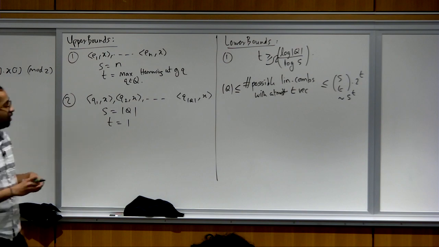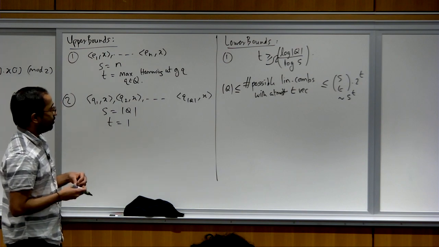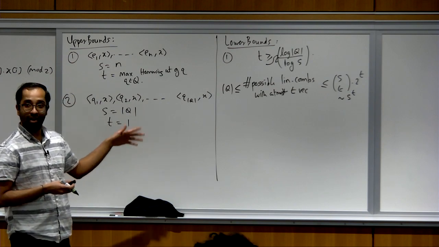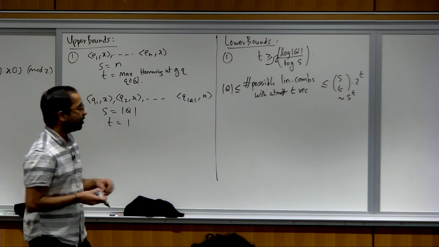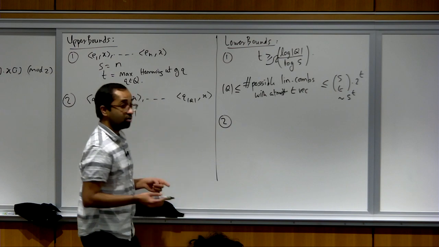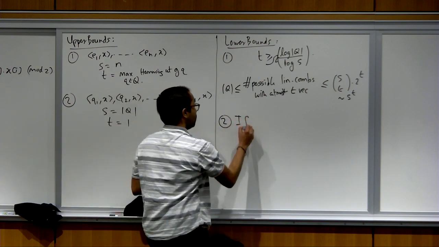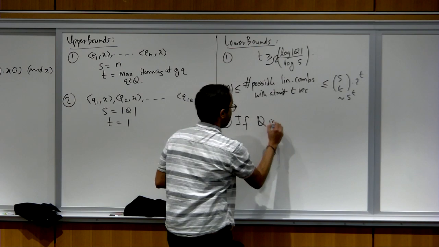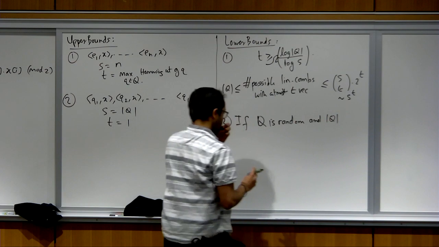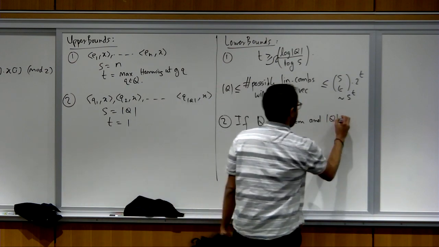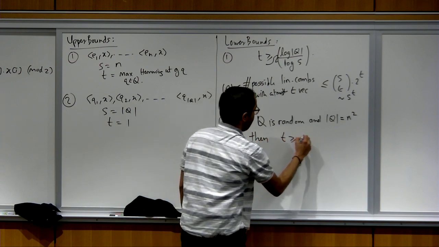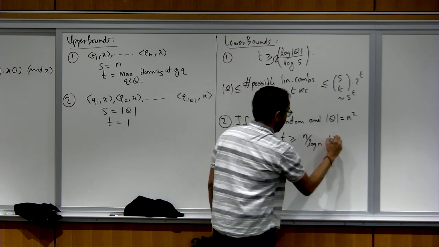Maybe I should say now that this is the best that we know for any explicit set Q in terms of lower bounds. Okay. So the second point is again for lower bounds: what if Q was chosen to be at random? So if Q is random, and size of Q is say you pick it to be n squared, then we know that the query time must be at least n over log n with very high probability.